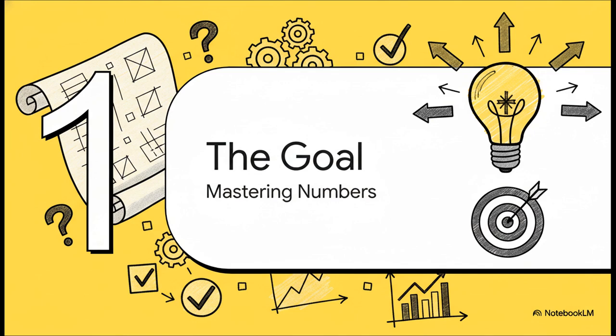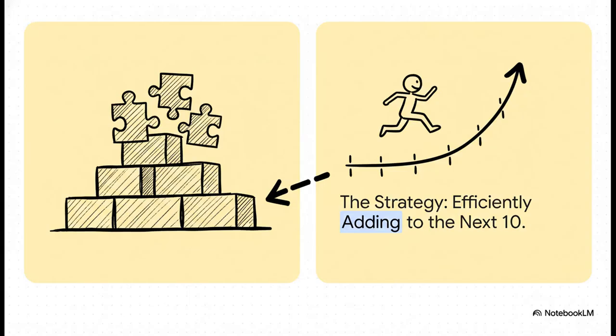All right, so let's get into it. To really understand this blueprint, we first have to know what the goal is. What specifically is a lesson like this trying to achieve? It boils down to two big ideas that are totally connected. On one side, you've got the foundation, understanding number bonds, which is basically seeing which pairs of numbers naturally make 100. On the other side, you have the strategy this foundation unlocks: being able to quickly and super efficiently add to the next 10.